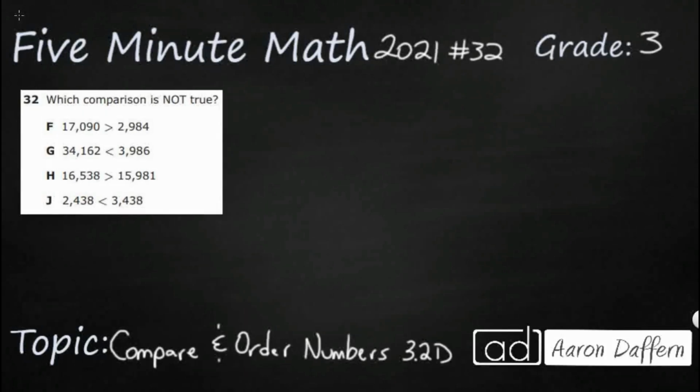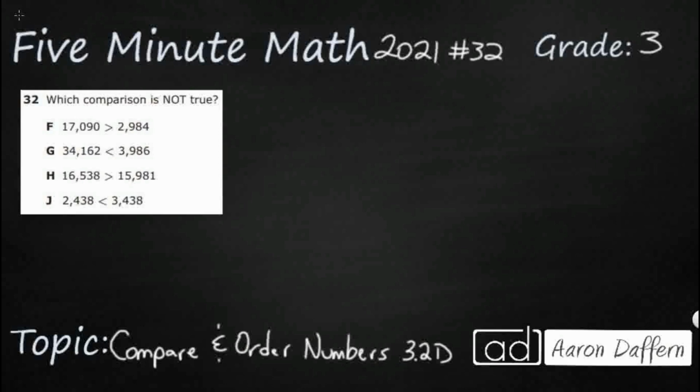Today we are looking at the third grade concept of comparing and ordering numbers. This is standard 3.2D in the great state of Texas, and we are using item number 32 off the 2021 released STAAR test. If you have not done so already, please go ahead and take a moment to pause the video, work this problem out on your own, unpause it, and then we will look at our answers together.